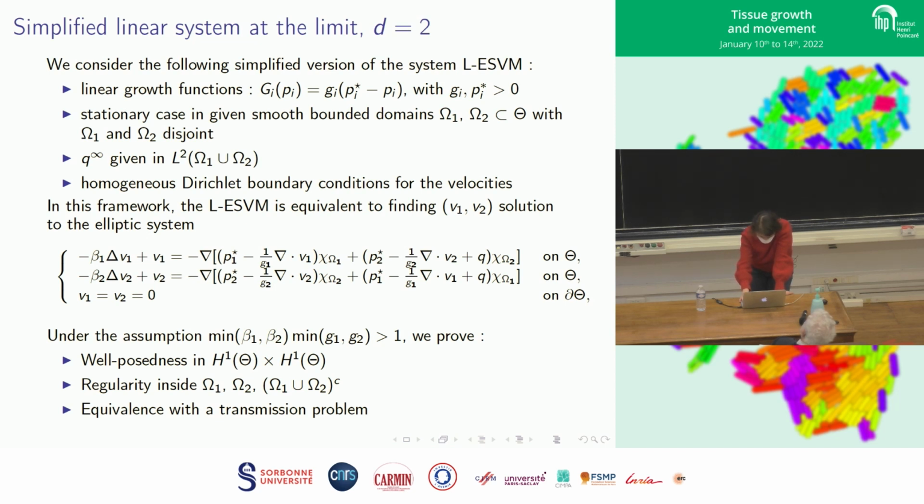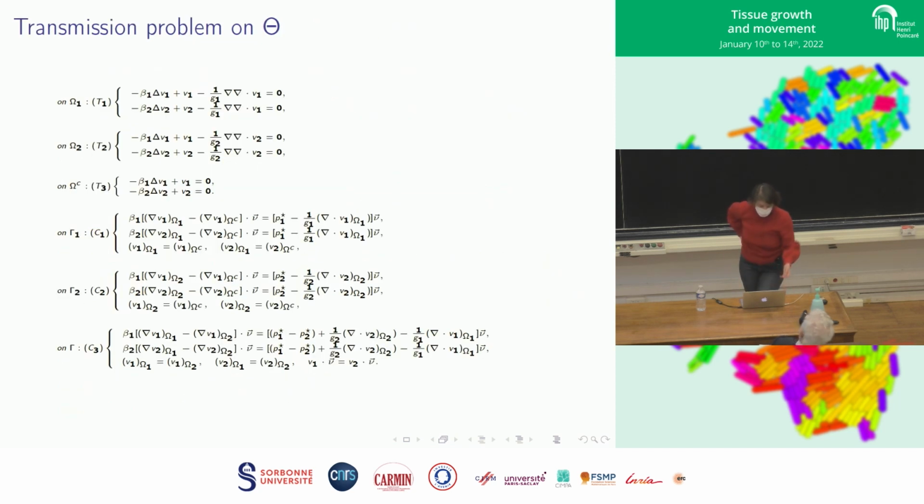And I can show regularity of the velocities inside each of the subdomains. And also I can rewrite the problem as a transmission problem. I wrote here the transmission problem in the case where Q equals 0. I'm not asking you to really read all the equations. I'm just saying that basically I have elliptic equations for V1 and V2 inside each of the subdomains, omega 1, omega 2, and omega t. And then I have many transmission conditions on the boundaries.